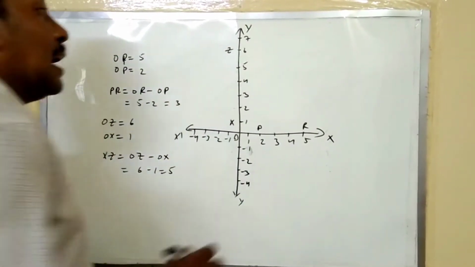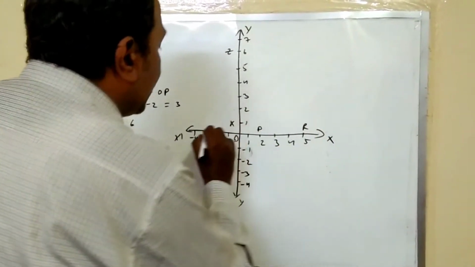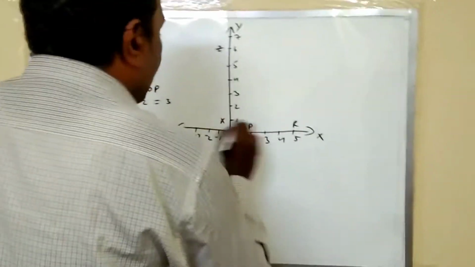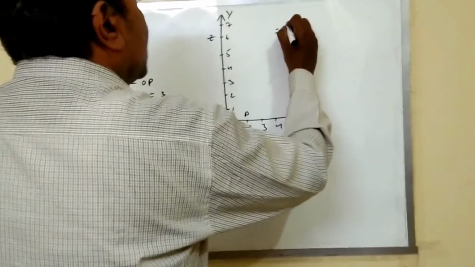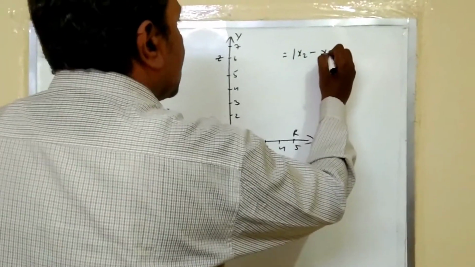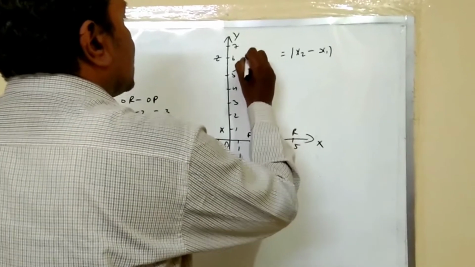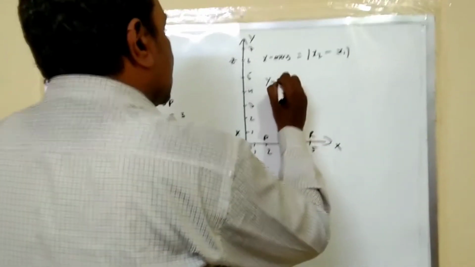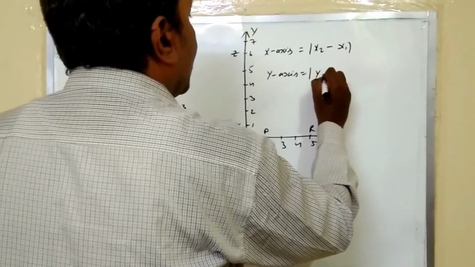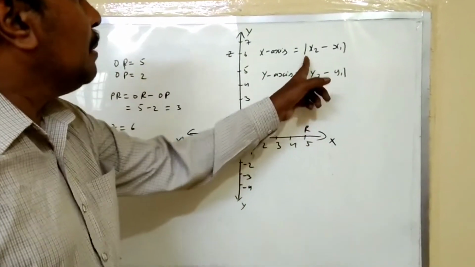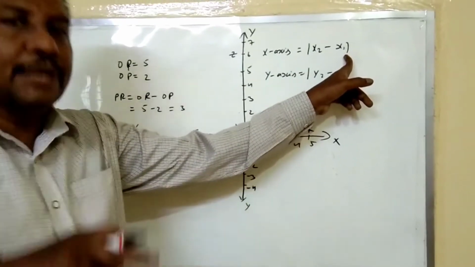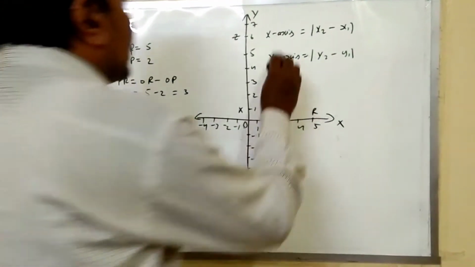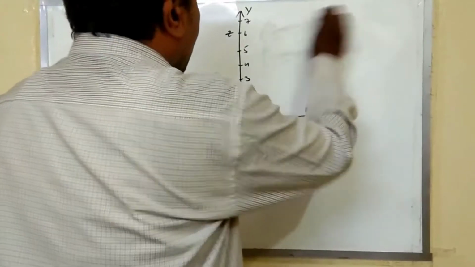So from this we can infer that the distance between any 2 points on x-axis, for example, I am taking any 2 points on x-axis, the formula is mod x2 minus x1, and at the same time for the y-axis. What do you mean by this mod? Suppose if it comes negative, we can convert this into positive. Okay, I'll make it clear by taking one more example, a simple example.